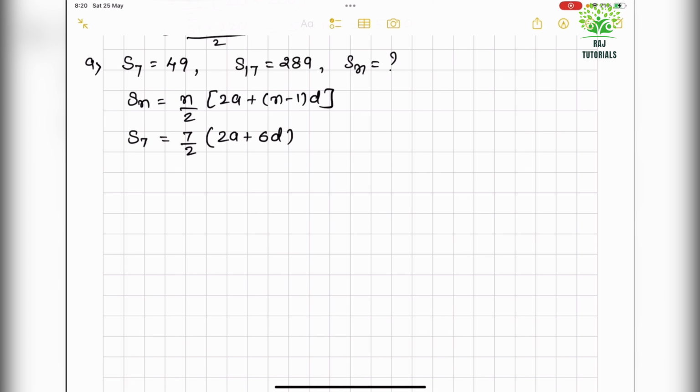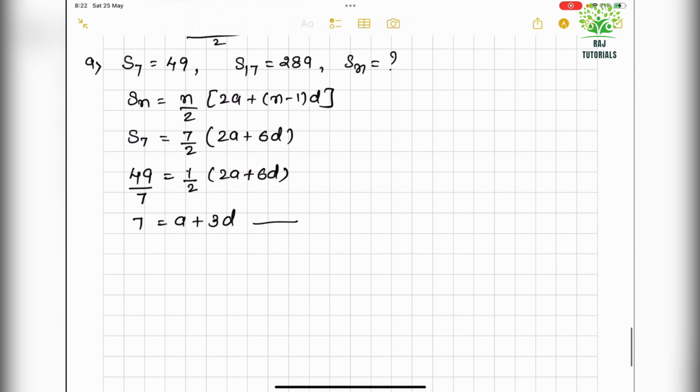So if I take 2 common and cut, 49 equal to, see, 7 I am bringing on the LHS side and 1 by 2 I am multiplying with this bracket. So I can say 7 equal to a plus 3d. I have divided both the terms with 2. So this is my first equation.